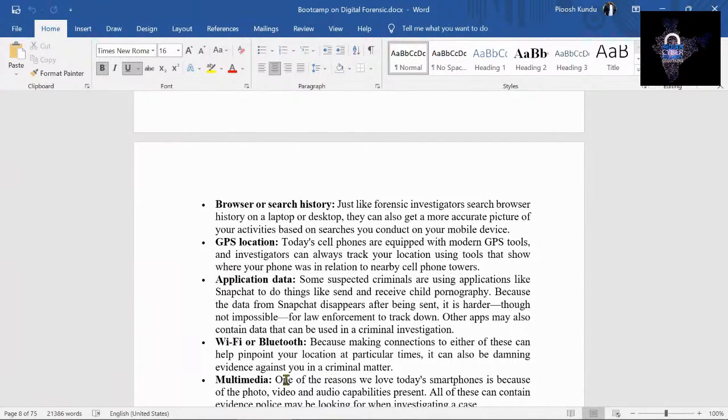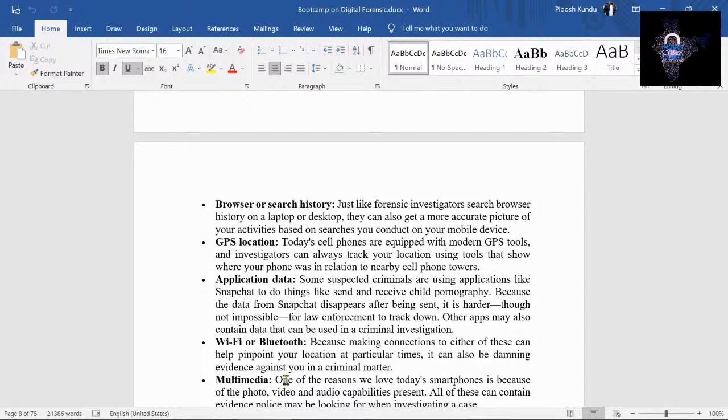Now application data. Some suspected criminals use applications like Snapchat to send and receive child pornography. Because the data from Snapchat disappears after being sent, it is harder, though it is not impossible, and law enforcement has tracked such offenders down. Other apps may also contain data and they should be used in the criminal investigation process.